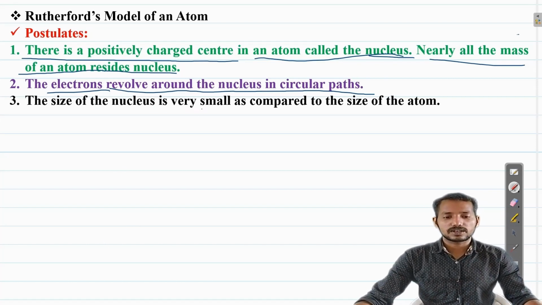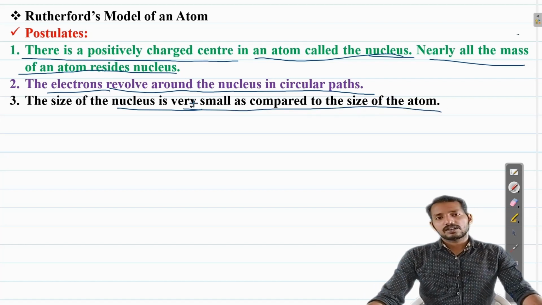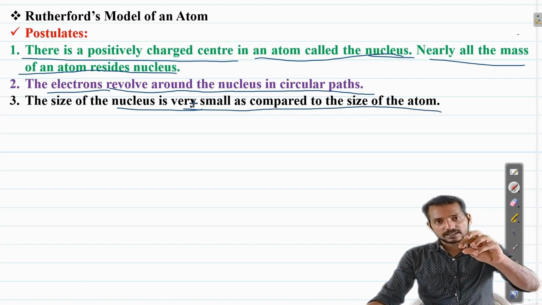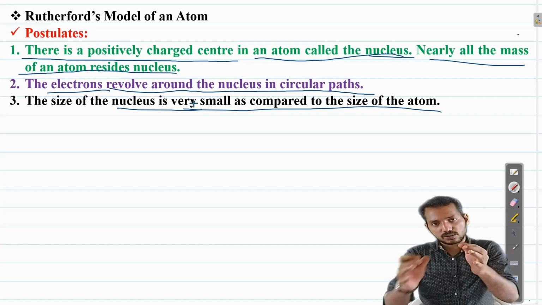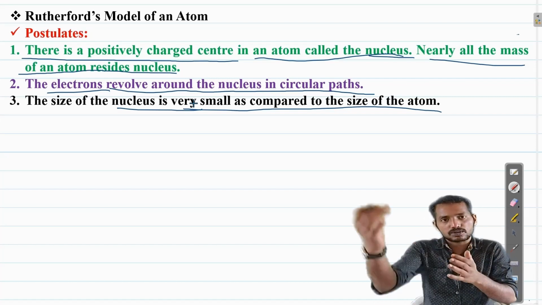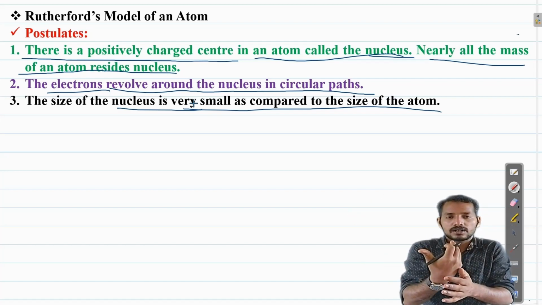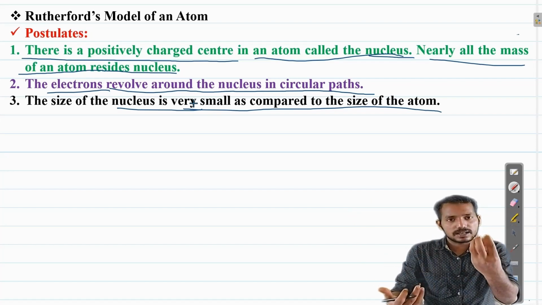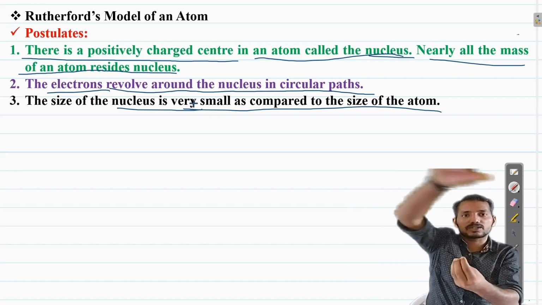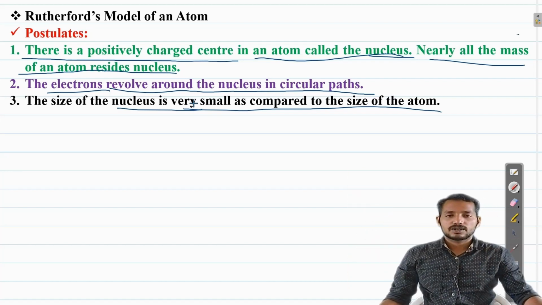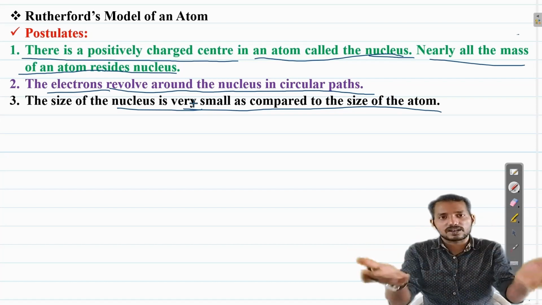And the size of the nucleus is very small as compared to the size of the atom. That means the mass and the charge are concentrated in a small volume, so most of the space of the atom is empty. The size of the nucleus is very much smaller compared to the size of the atom. So his model can be compared with the solar system.